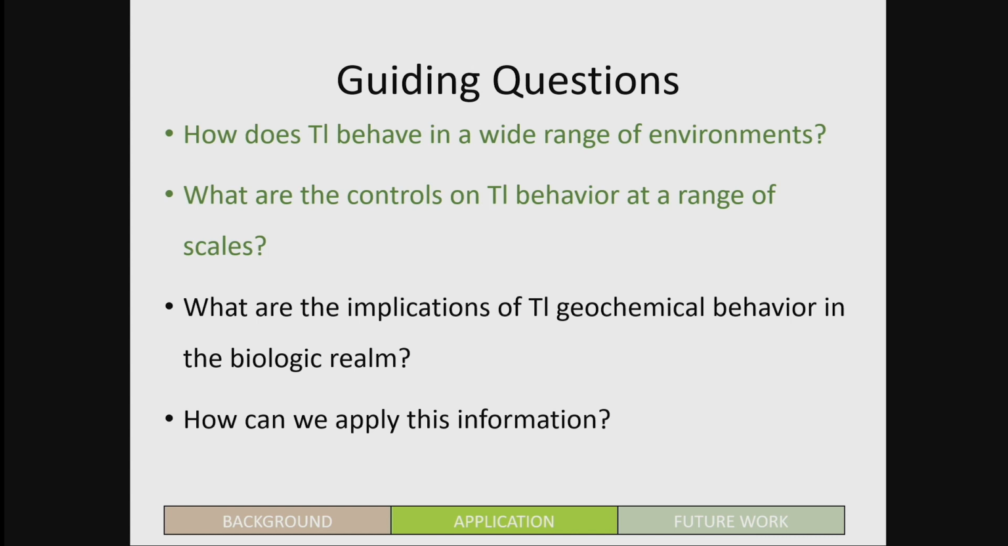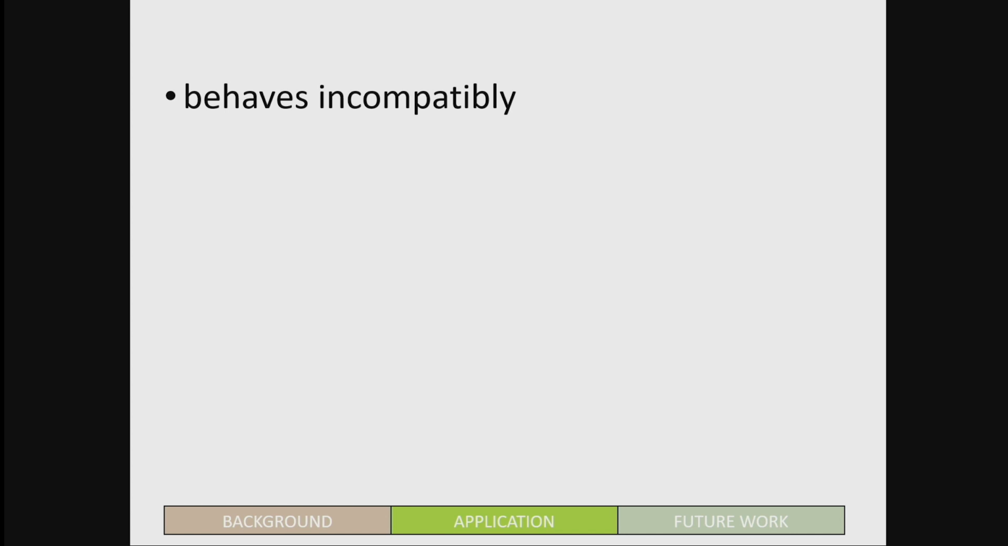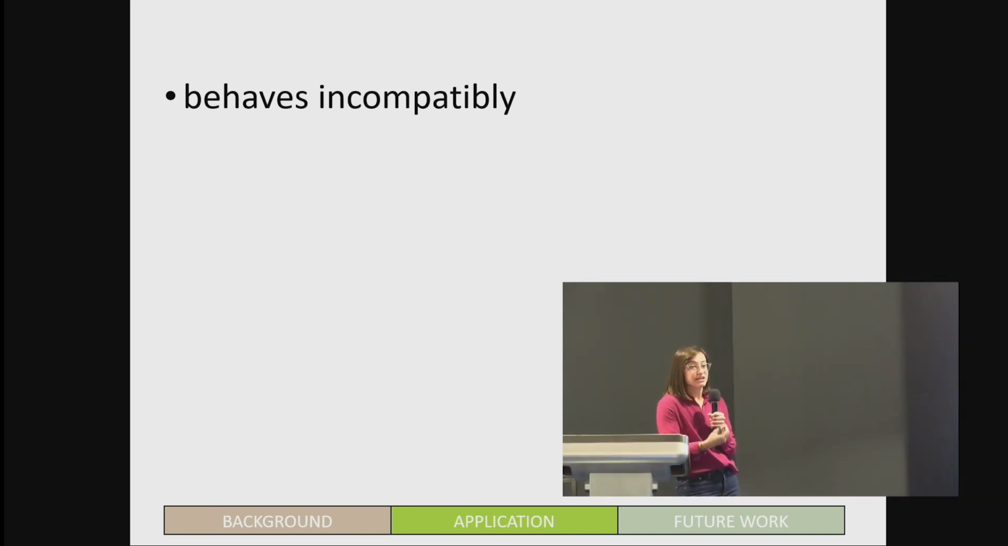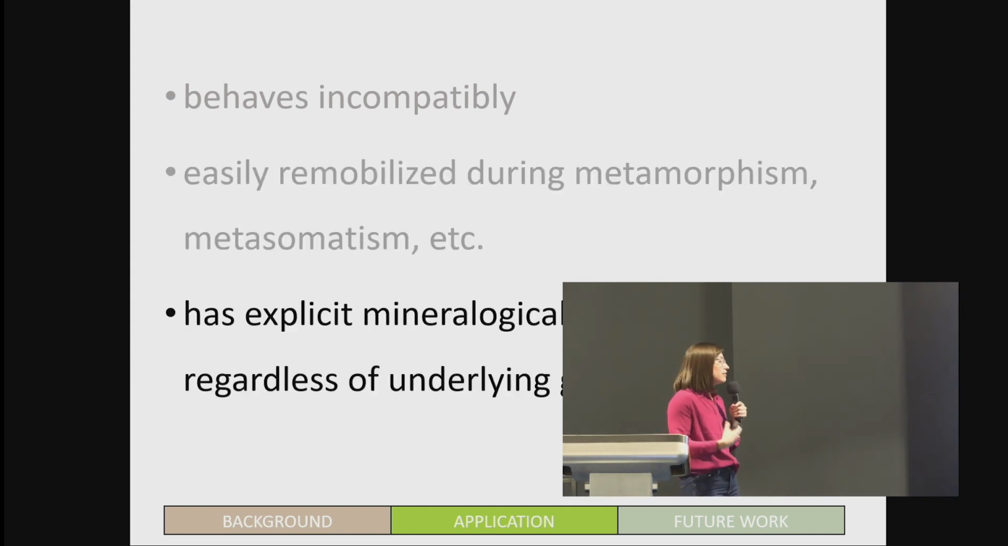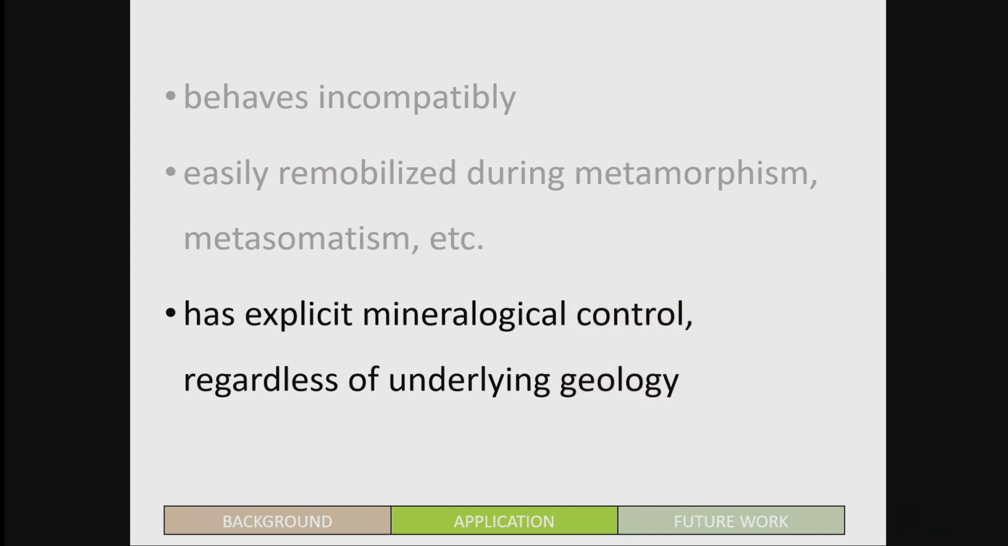And so if we go back to these sort of guiding geologic questions, some of our takeaways were that thallium does in fact behave incompatibly, so it very strongly wants to mimic potassium if possible. If it is not able to mimic potassium, it will substitute into things like sulfides. It doesn't really like it, and so that dislike sort of leads to this isotopic shift. It can very easily be remobilized during fluid flow events like metasomatism or metamorphism. There is a very, very strong mineralogical control on thallium geochemistry regardless of the underlying geology.